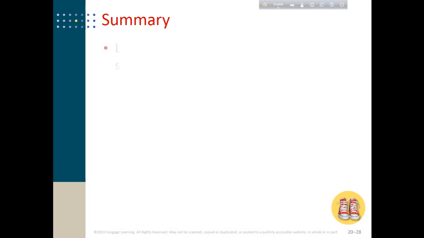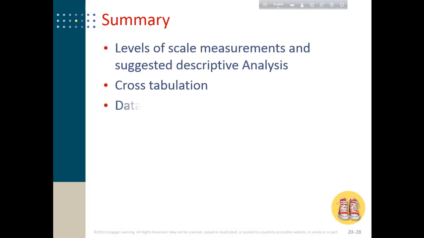So in this chapter, we have learned about descriptive analysis. We have seen how the level of scale measurement affects the choice of descriptive analysis. We learned about cross-tabulation, and how cross-tabulation shows a relationship between variables. We learned about data transformation techniques, and last of all, interpreting data. I believe this discussion might help you a little in preparing the data analysis section of assignment 1.